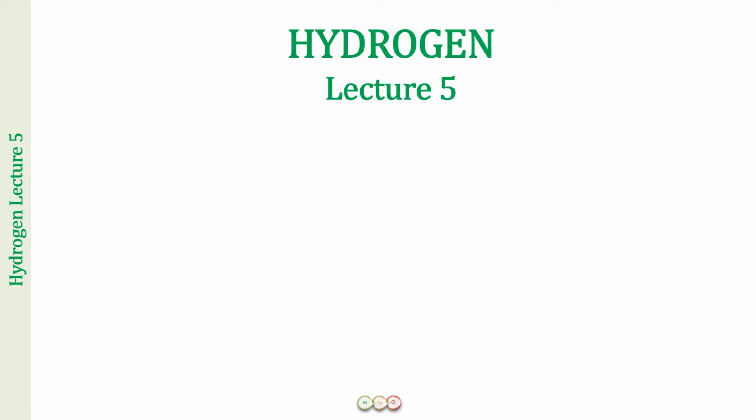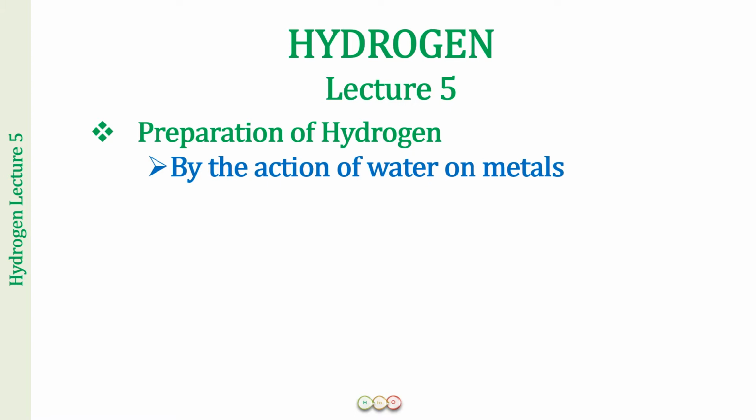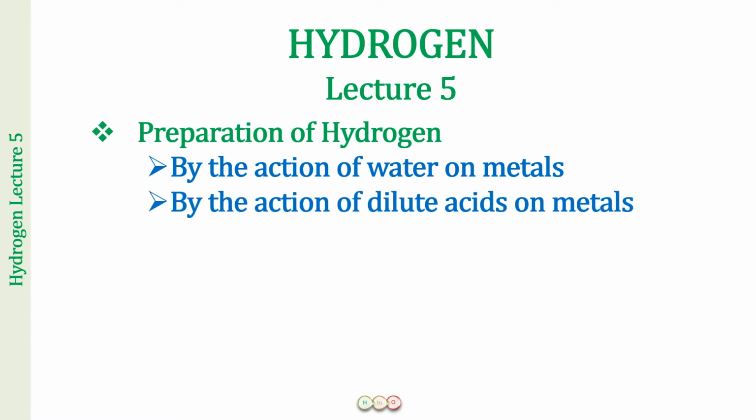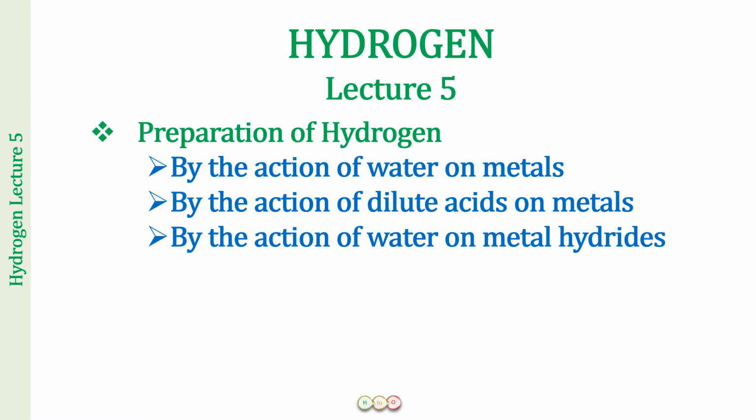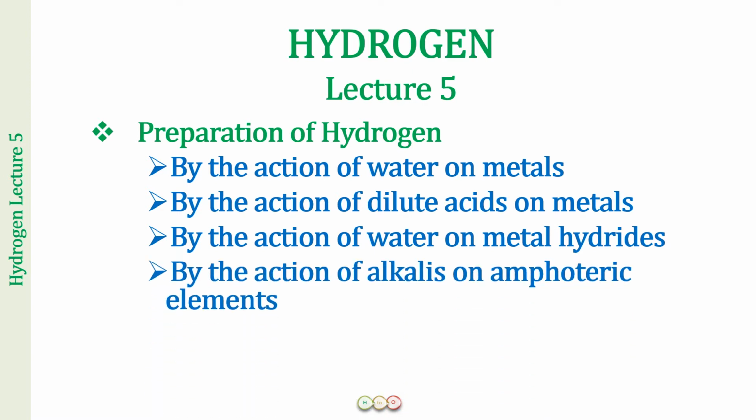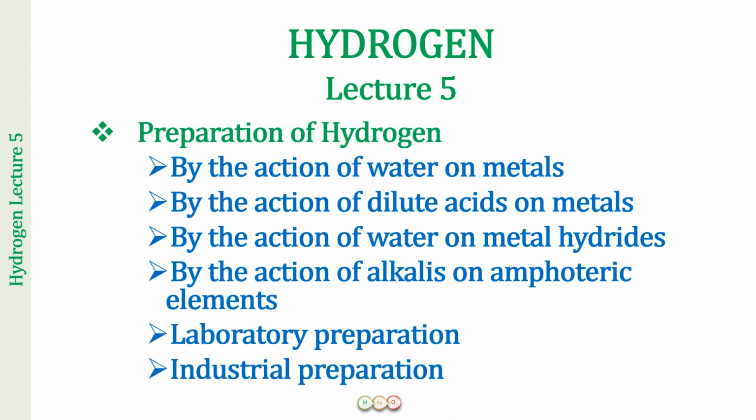Now, moving further, in this lecture we are going to discuss the preparation of hydrogen. When I say hydrogen, what I am referring to here is H2, that is dihydrogen. The different ways in which we can prepare hydrogen are by the action of water on metals, by the action of dilute acids on metals, by the action of water on metal hydrides, by the action of alkalis on amphoteric elements, the laboratory preparation, and the industrial preparation of hydrogen. So these are the 6 broad headings under which I am going to discuss the preparation of hydrogen.